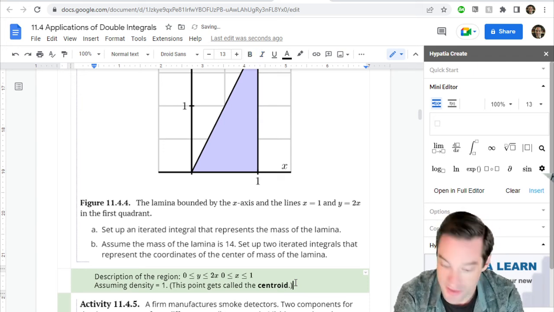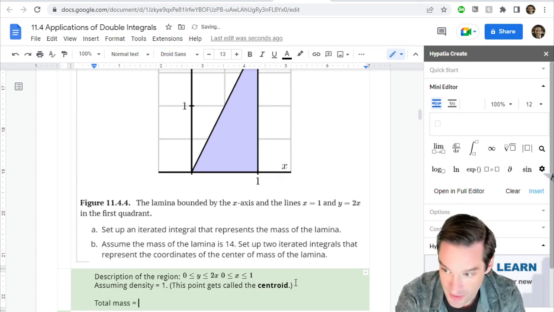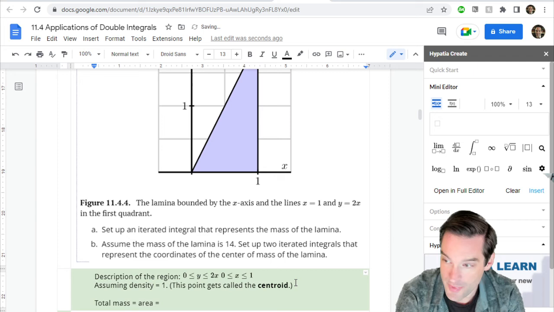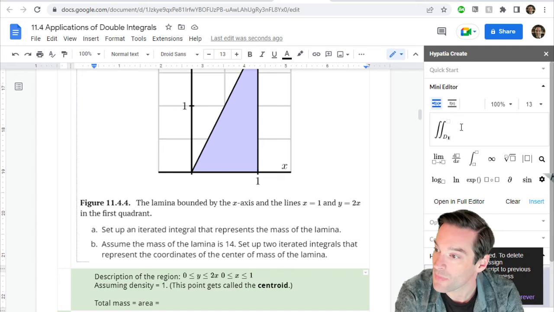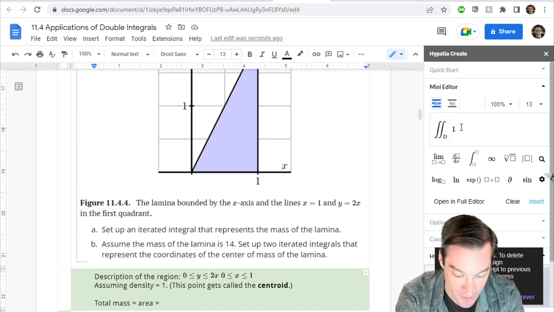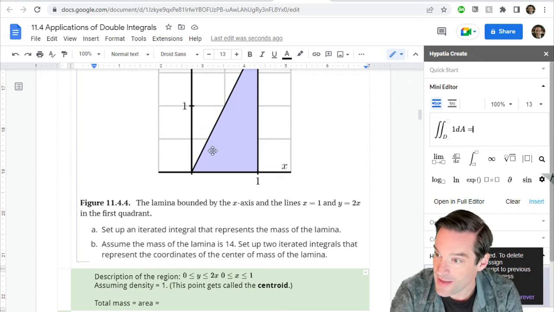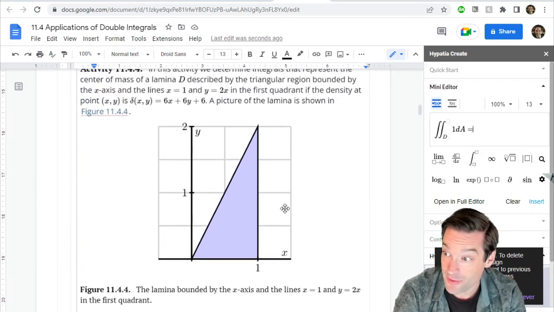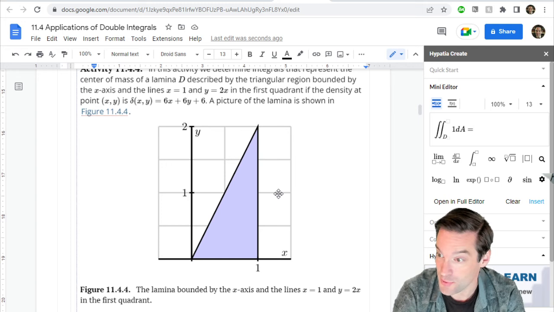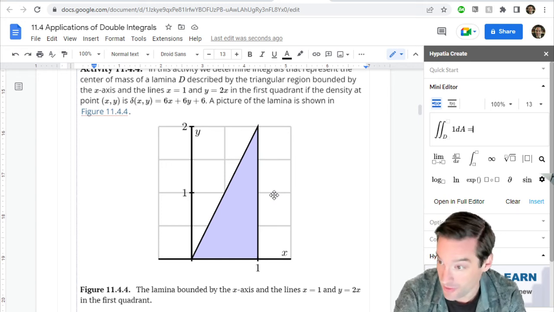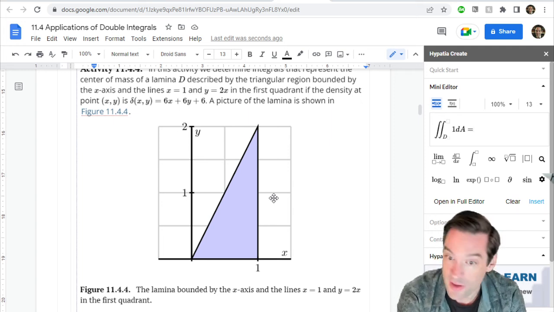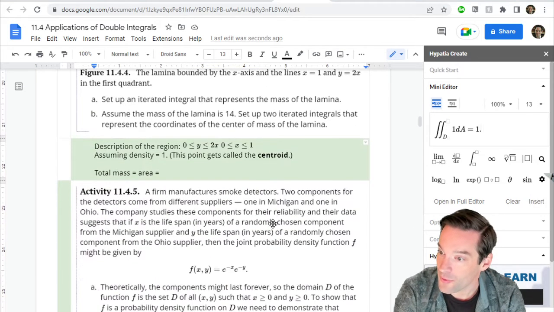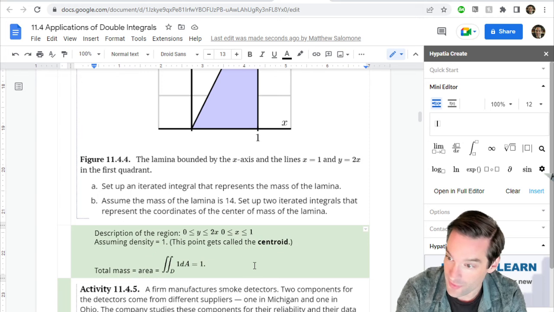Okay, so if I assume a density equal to 1, then the total mass, in other words, the area, is just going to be the double integral over my region of 1 dA. And that's just the same thing as the area of this triangle. So rather than do out the calculus for this piece, let's just use geometry, because we have a uniform density, we can get away with it here. So it's a triangle whose height is 2 and whose width is 1, and so its area is half of 2 times 1, which is equal to 1. So the total mass, or the area of this figure, is 1.